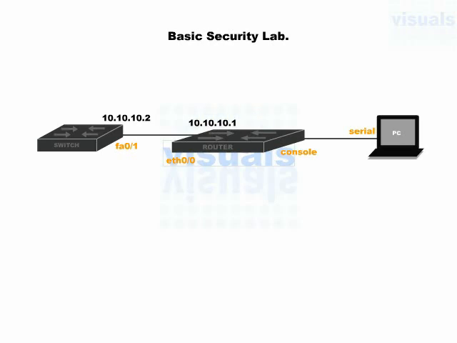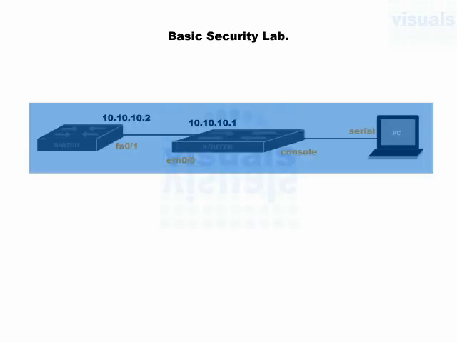Well, before going to my switch, let me show you this scenario. My router is connected to my PC through a serial interface by using a console cable, and my router is connected to my switch through its Ethernet port and the switch's Fast Ethernet port. So these IP addresses are configured on both interfaces.